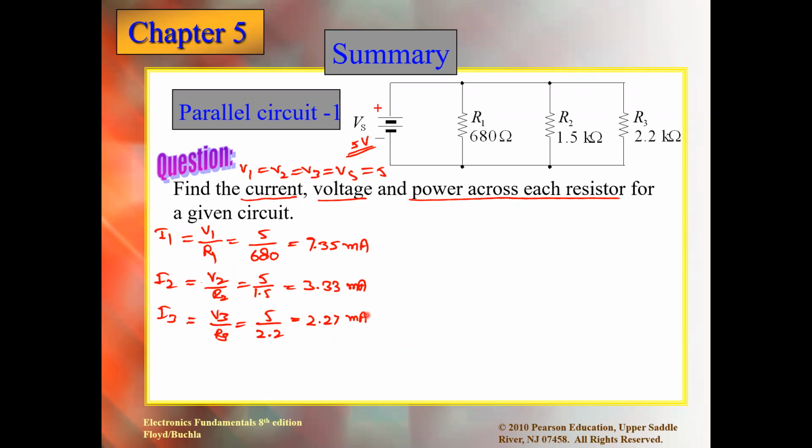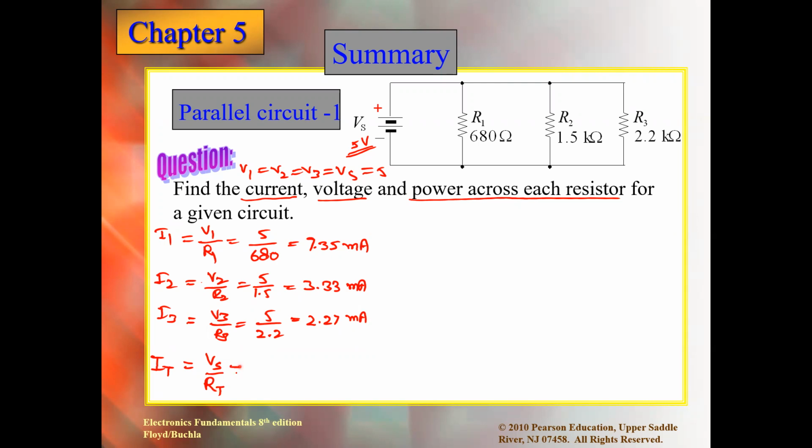Is this all the current or is there any current missing now? I total, can we calculate the I total? It's not R total. Yes, it is 12.95. Okay, so there are two ways, right? Either we can just add them, or we can apply the formula. Which formula can we use? Vs over RT. Remember, guys?